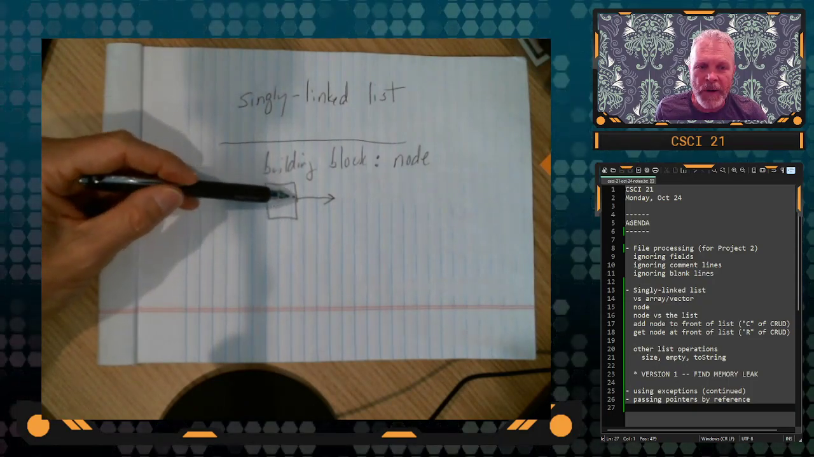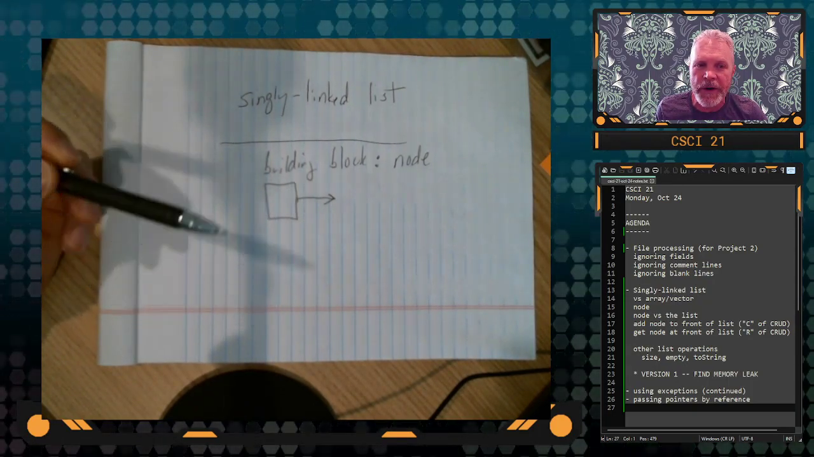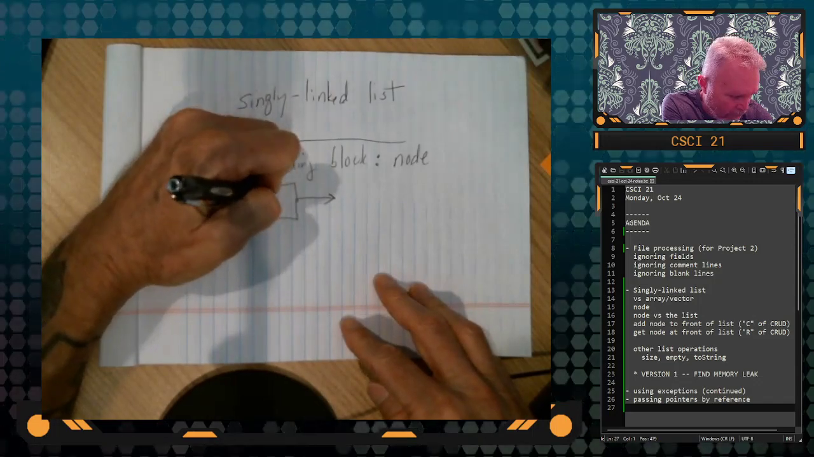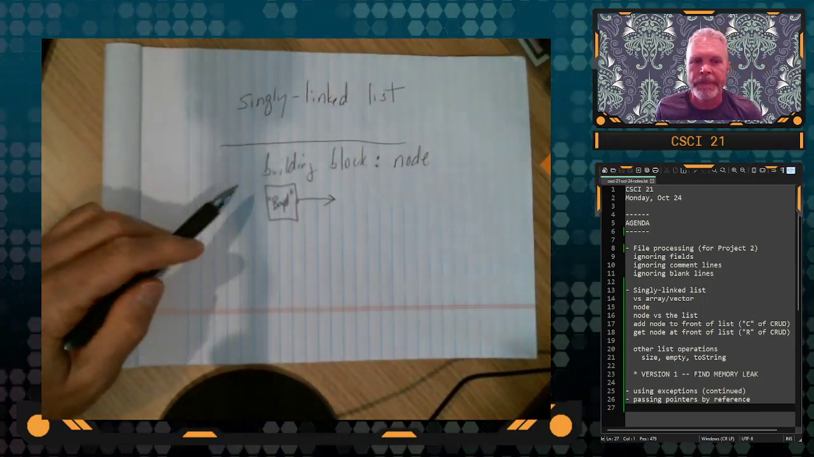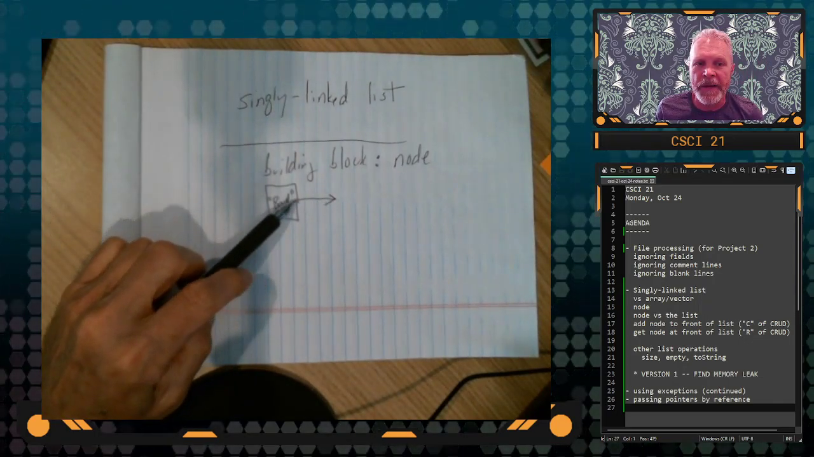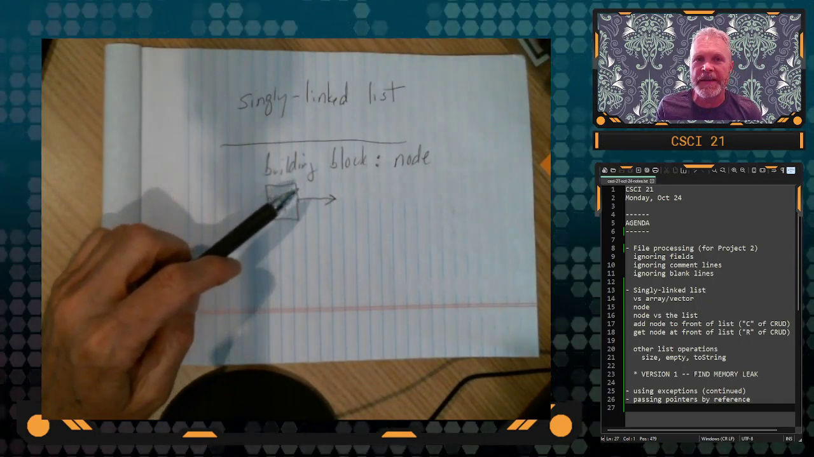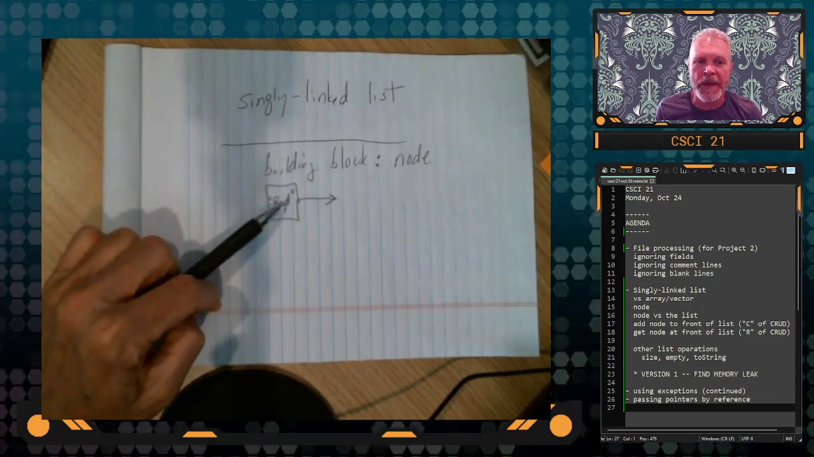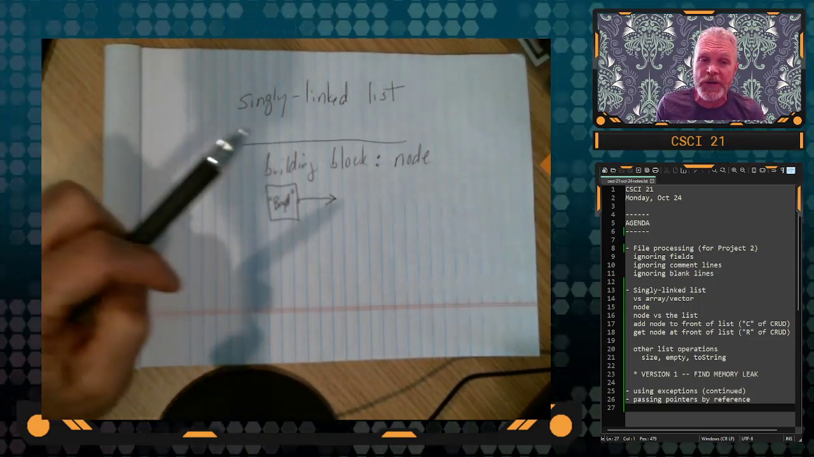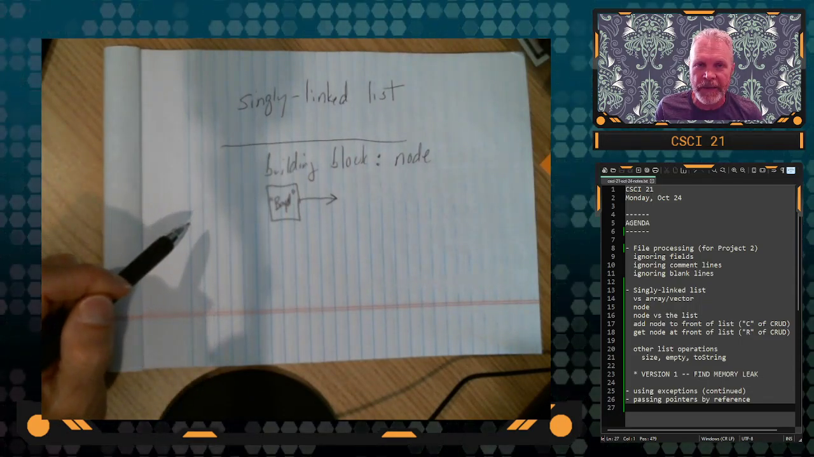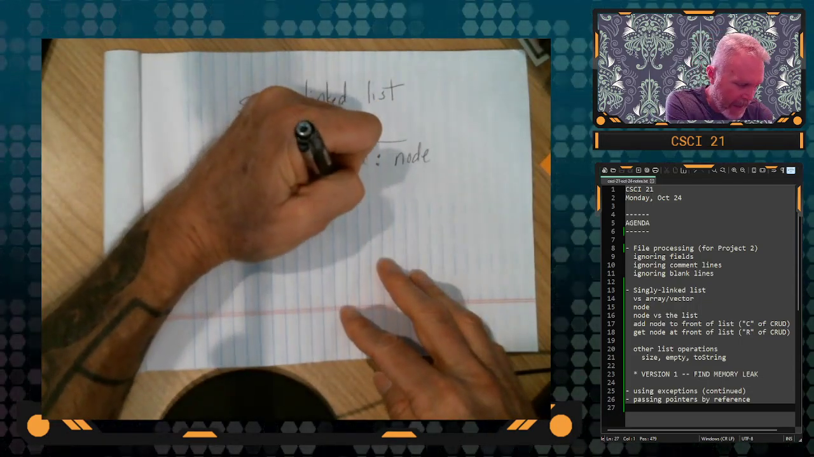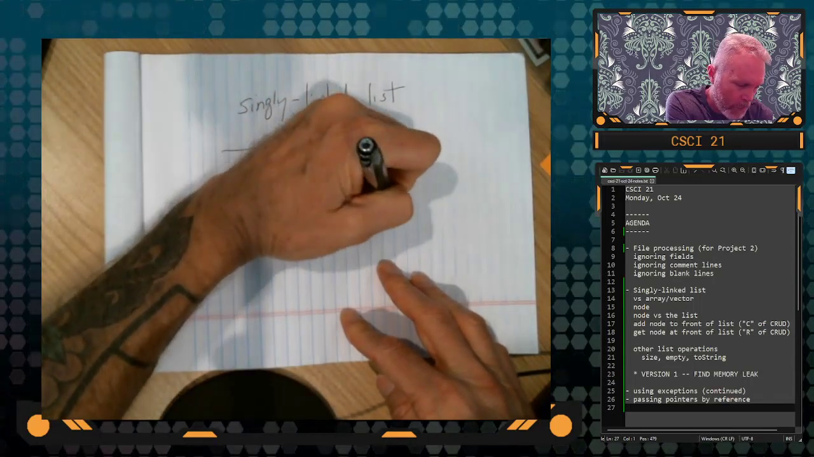The box represents the data to be stored. Let's just say for now that this is me in Hands Across America. And the arrow represents the link to the next box, or the next person, or the next link in the chain. And the way you build a linked list is you just add more nodes.